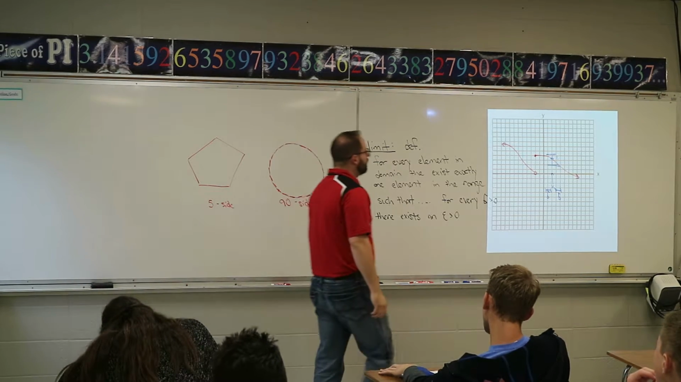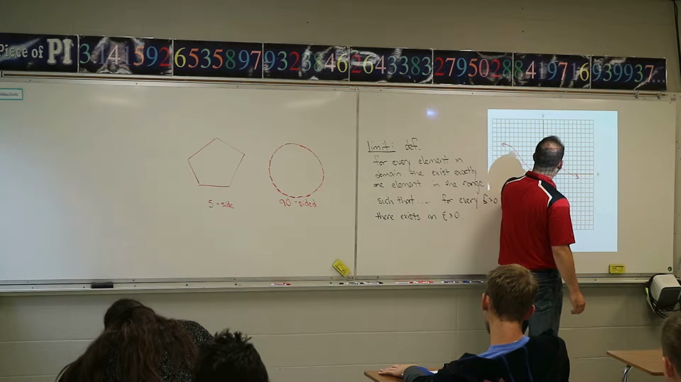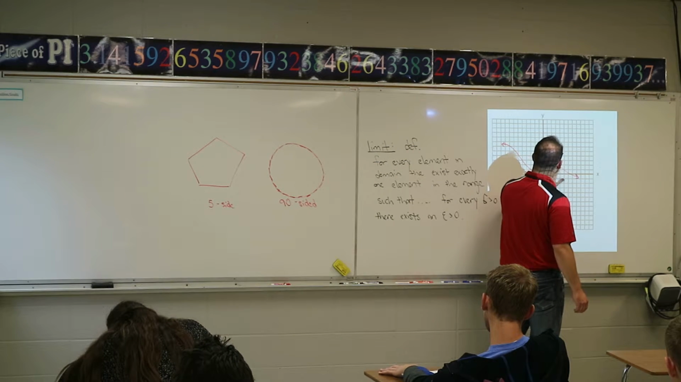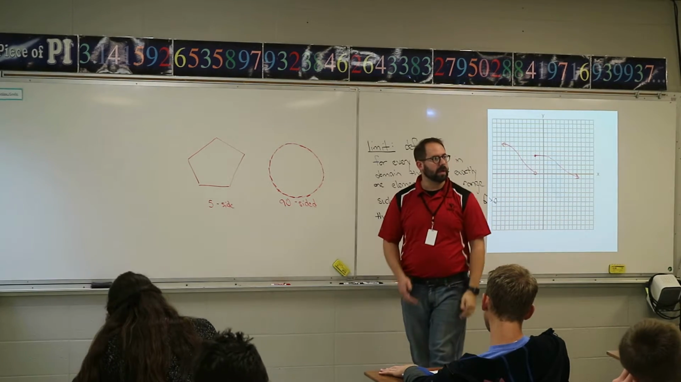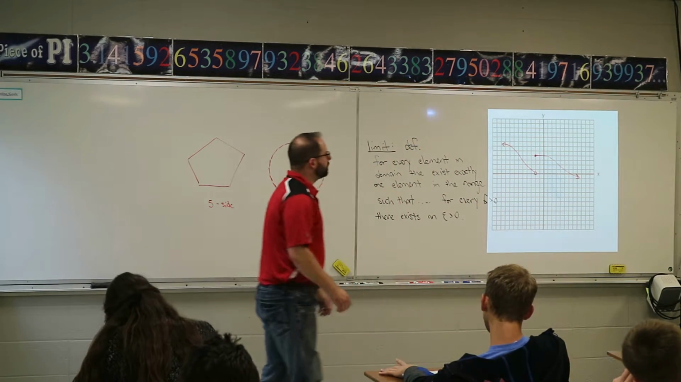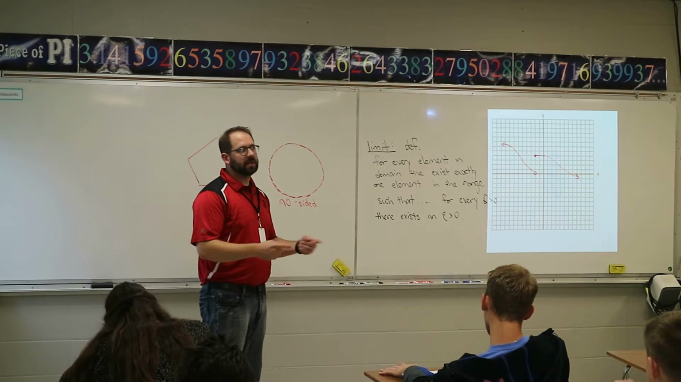Now, here's the problem. This example I've given you right here is discontinuous. It's not flowing from left to right side. It actually stops at some point. The weird part is, certain numbers up here actually have a limit, even though it's discontinuous.